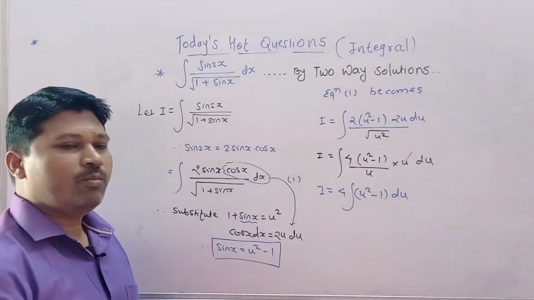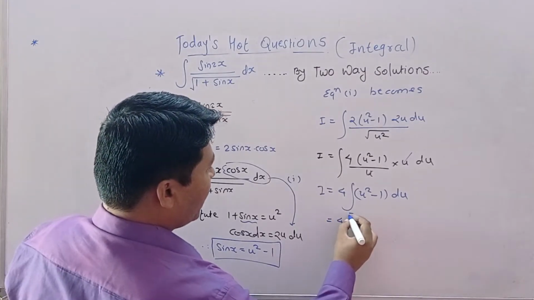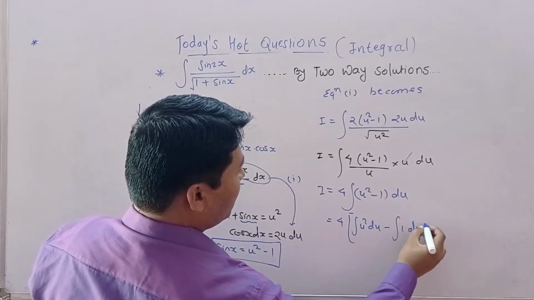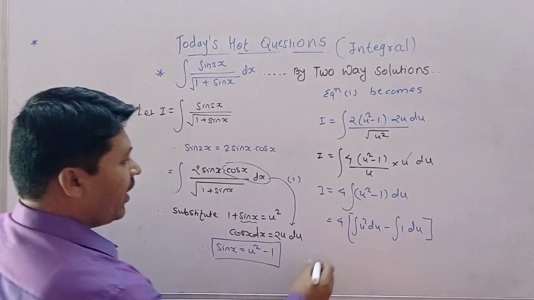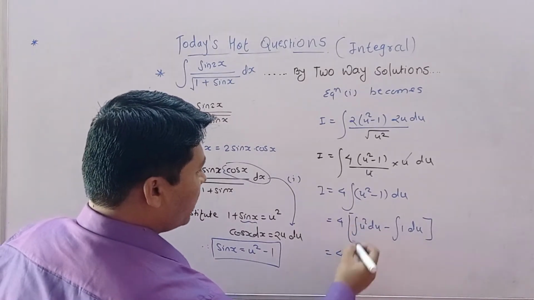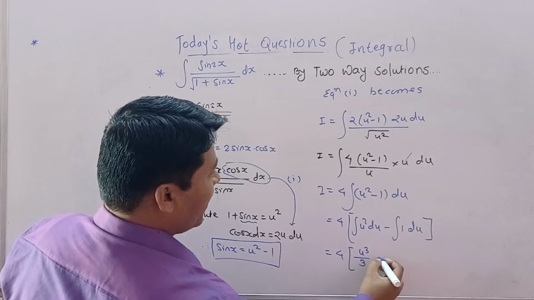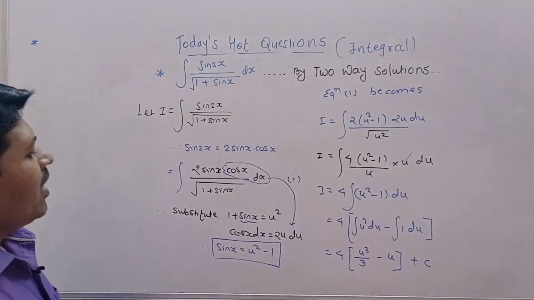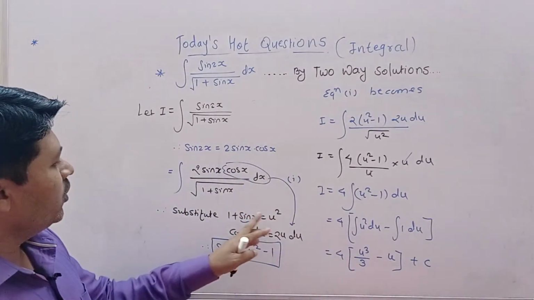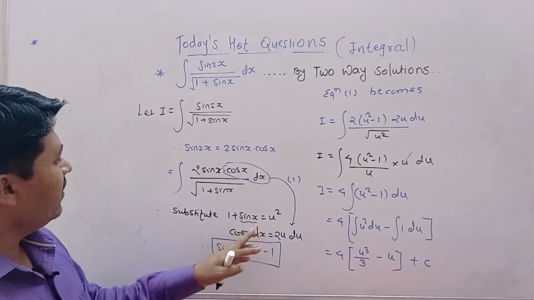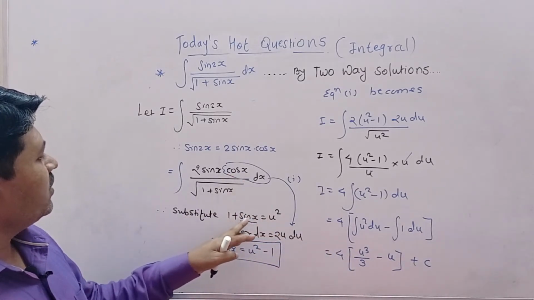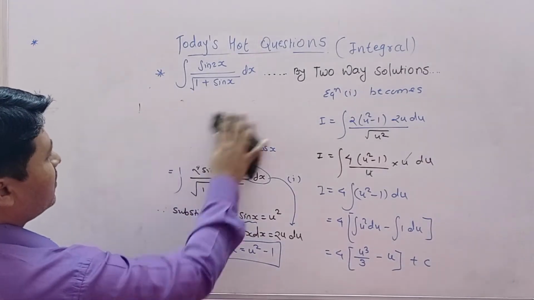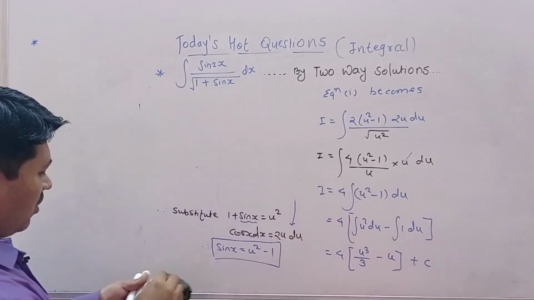Now we can find the separate integrals: 4 times the integral of u square du minus the integral of 1 du. Now we can find the integral. The integral of u square is u cube divided by 3, minus u, and plus c is the constant of integration. Now we back-put u, since 1 plus sin x is equal to u square.